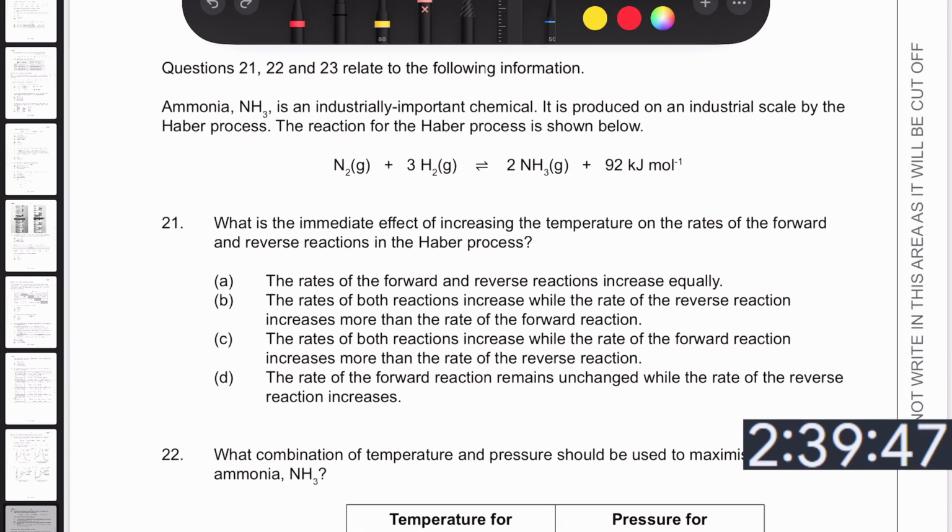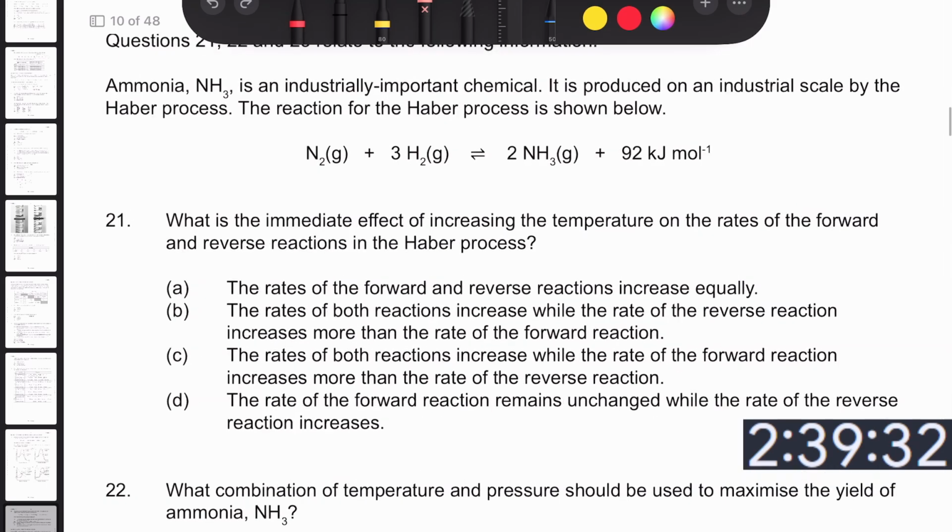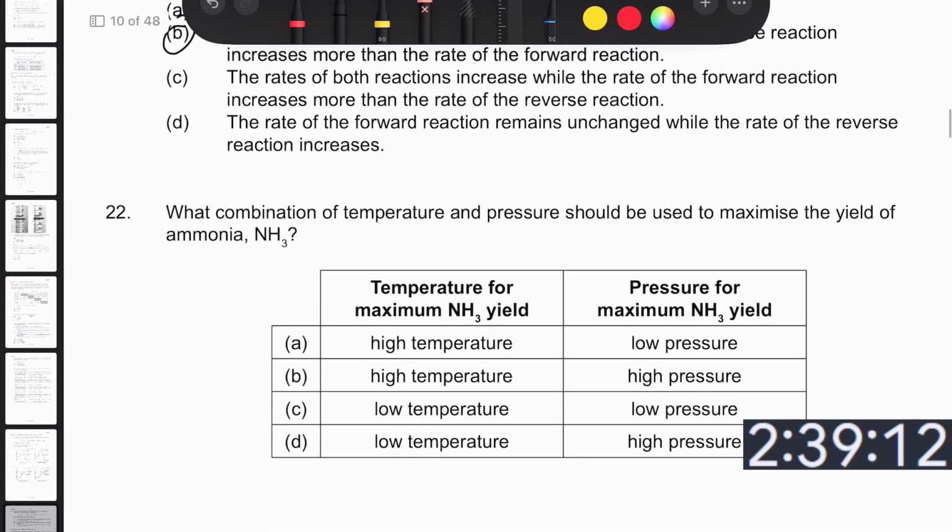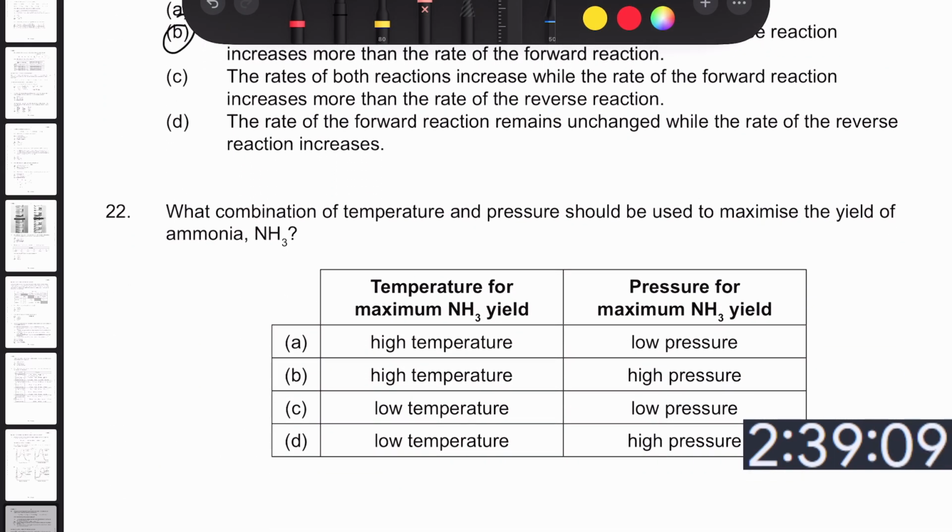Question 21, 22. Ammonia is an industrially important chemical. It is produced on an industrial scale by the Haber process. The reaction of the Haber process is shown below. What is the immediate effect of increasing the temperature on the rate of the forward and reverse reactions in the process? So they will both increase, but since this is exothermic, the reverse reaction is gonna increase more. So the reverse reaction increases more than the rate of the forward reaction. So there we go.